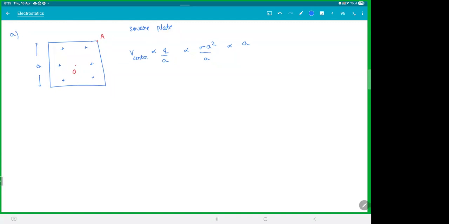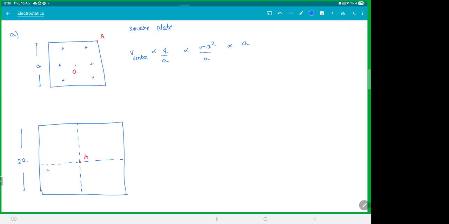Now, if you take a bigger square plate of side 2A, this A here becomes the center of this big square plate. Making sense? Because this thing is made of 4 small square plates. So A was the corner for the small plate, but when you take 3 more plates, suddenly it becomes the center of the big plate. Is that making sense?